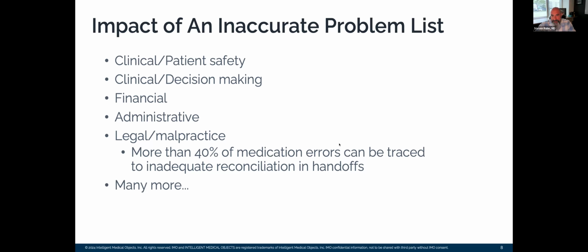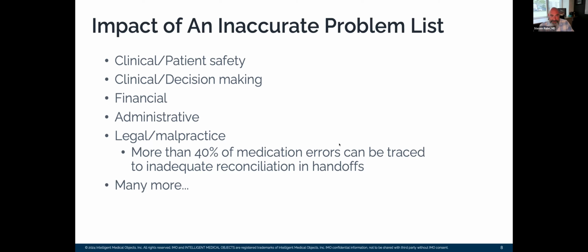So right off the bat, the first list, and we should never lose sight of this from a clinical point of view, is it's a patient safety issue. There are things on that list we must know about. It's important that I know if you're a diabetic, or if you have clotting issues, or even social issues such as what your DNR status may be, and so on. There's so much information that is critical to patient care and patient safety.